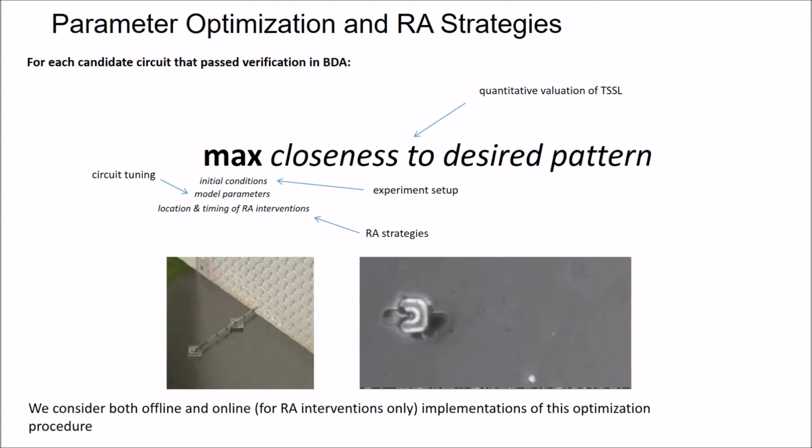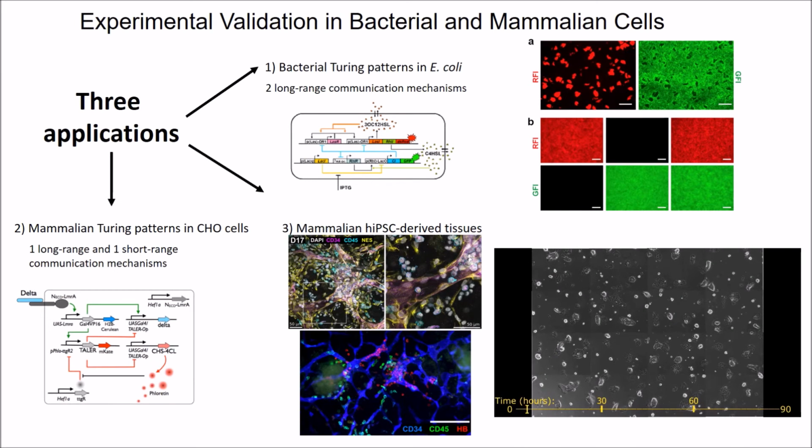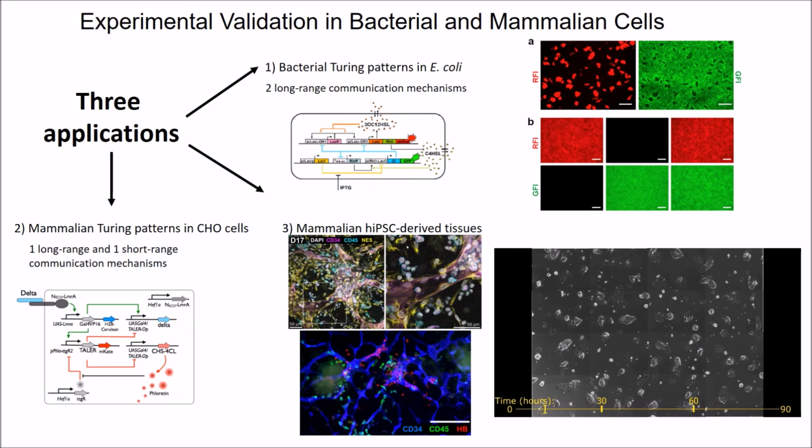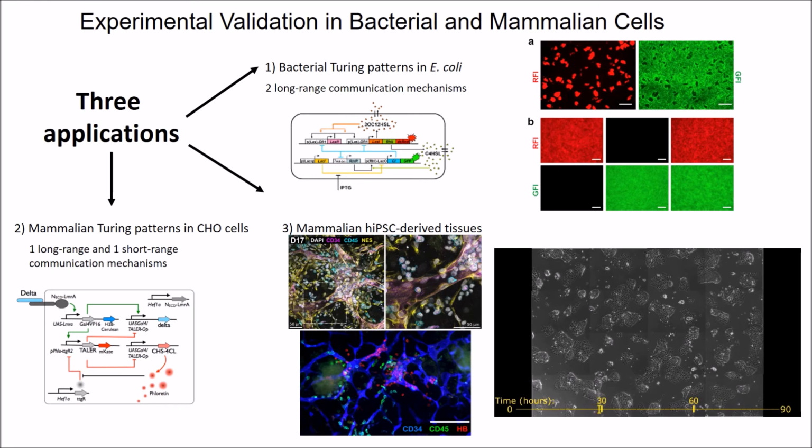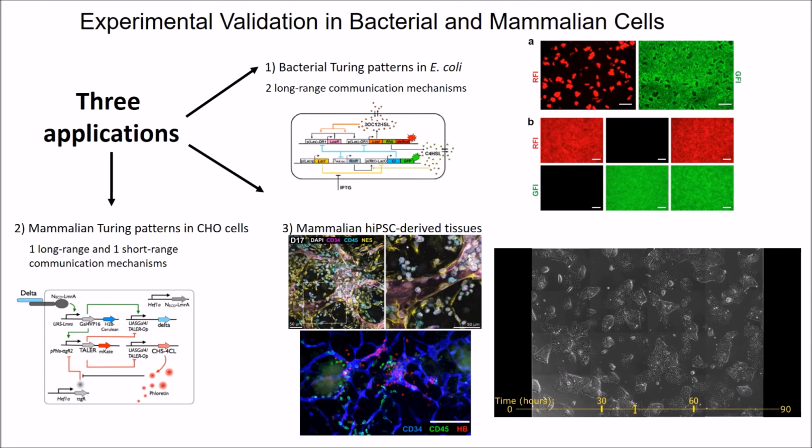These are all variables in an optimization problem in which the goal is to maximize formation of global patterns. Some of this computation is performed offline before growing the culture, while some is performed online to take advantage of feedback information that we get during growth. We apply these techniques to 3 different systems, one of which is the bacteria E. coli and 2 of which are mammalian, specifically Chinese hamster ovarian cells and human-induced pluripotent stem cells.